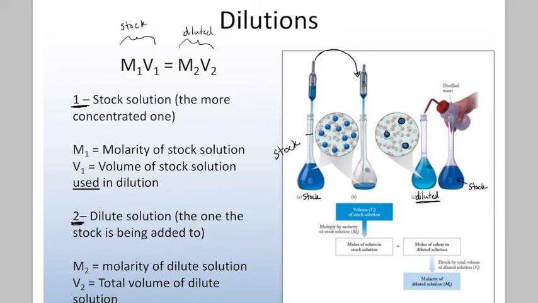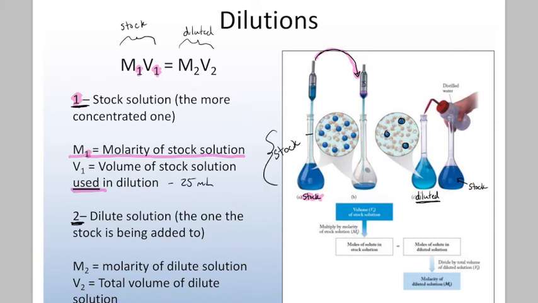Okay, so now what do these variables mean? M is molarity. So M1 is the molarity of the stock solution, the 1 representing our stock. And then V1 is, importantly, not the total volume of the stock solution, but the amount of stock solution that was used in the dilution. So in this case, it's represented by this arrow here, or a little pipette. In this case, it would be these 25 mLs, right?